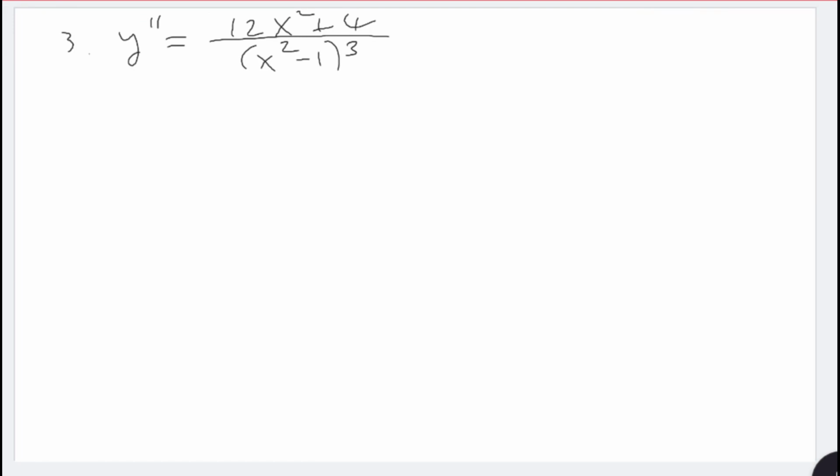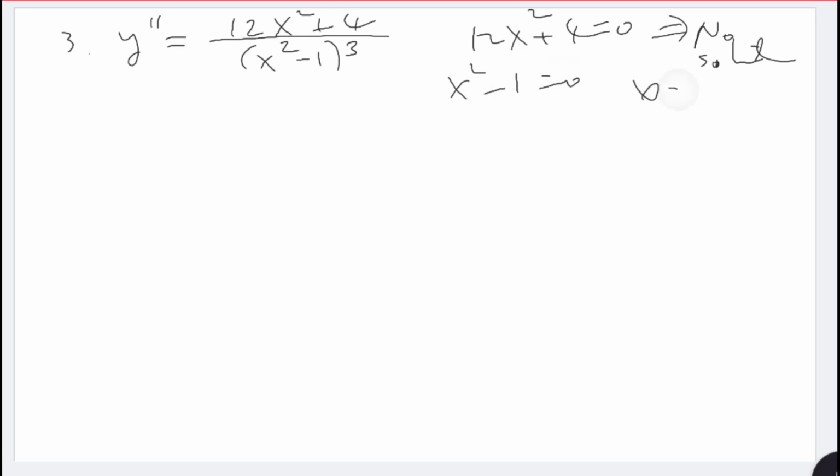Now, let's try to determine concavity based on the second derivative. For this, we need to find possible inflection points first. Set the top to 0, set the bottom to 0. The top is never 0, 2x squared plus 4. If you set it to 0, no solution. So we don't get anything from the top. And if we set the bottom to 0, which is x squared minus 1 equal to 0, we get plus and minus 1.